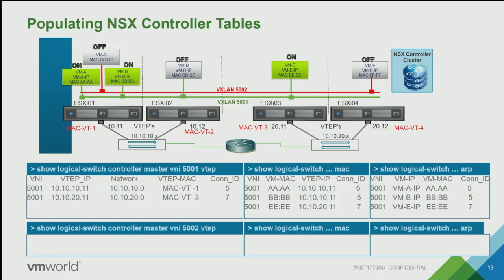The NSX controllers do not send out a copy of the MAC or ARP tables. They maintain that themselves. Okay? The host will actually build its own MAC and ARP table based on the traffic flowing through it. Okay? So I wanted to point that out as well.